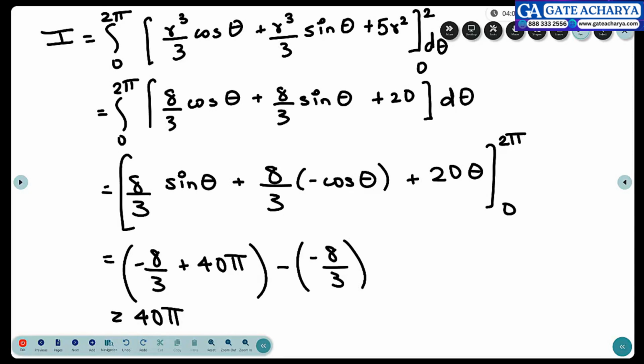Now remember, there is actually one term that I forgot: 1 by 2 pi. I didn't take that. So if I take that also, 1 by 2 pi into 40 pi, the answer that I'm going to get is what? Understood how easily we solve? So why is the polar system beneficial here? Because the domain is a circle. What is the equation of a circle in polar coordinates? r equal to 2.